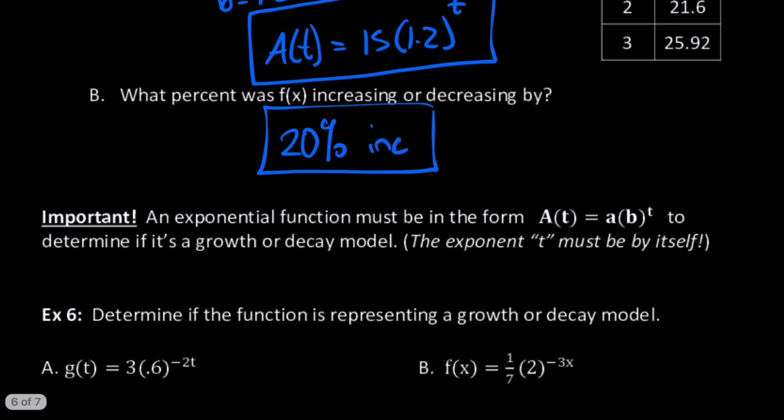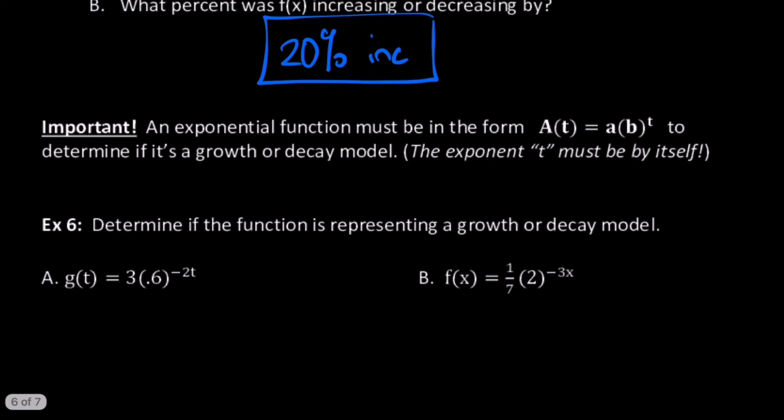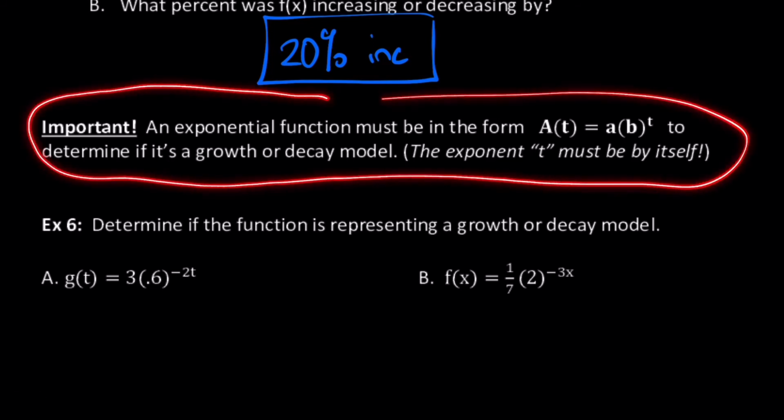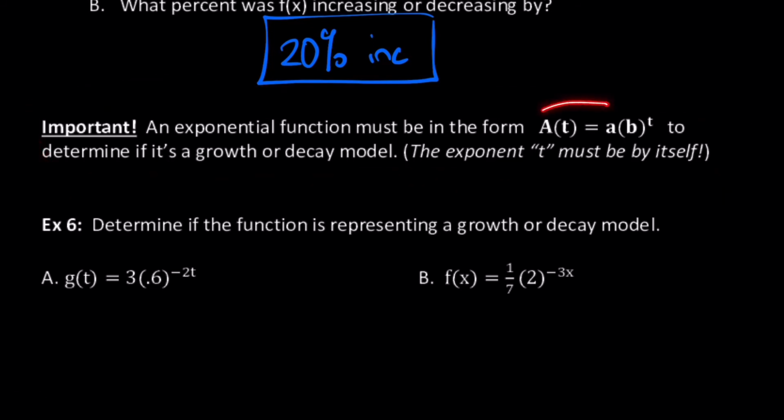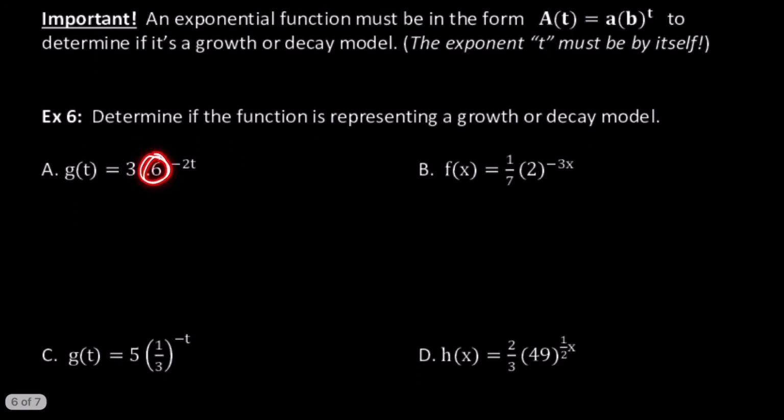All right, so now we're going to get a little bit more complicated, but this is super important. An exponential function must be in the form a of t equals a times b to the t to determine if it's a growth or decay model. The exponent t must be by itself. So in this example, we just have to determine whether it's growth or decay. I don't even need to tell what the percent increase or decrease is. At first glance, you might think, oh, it's decay because I see a 0.6 in there.